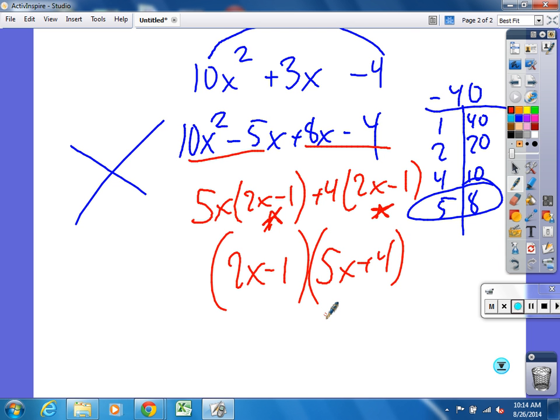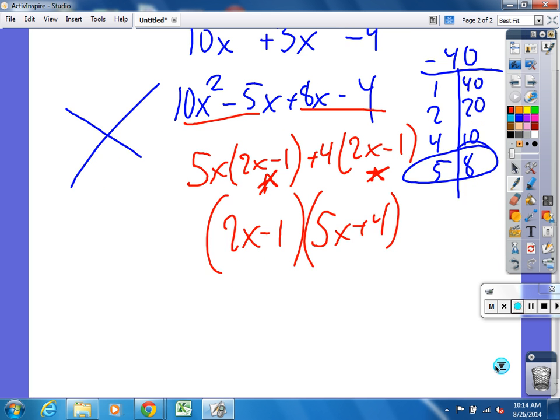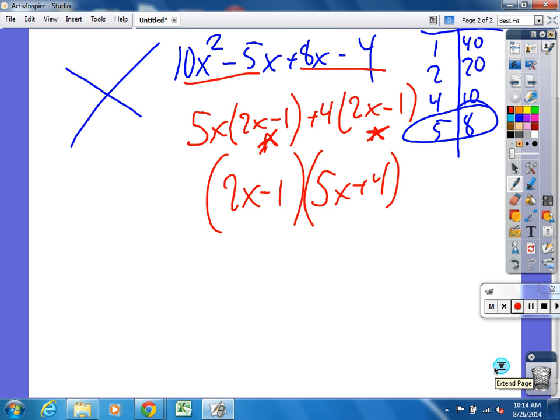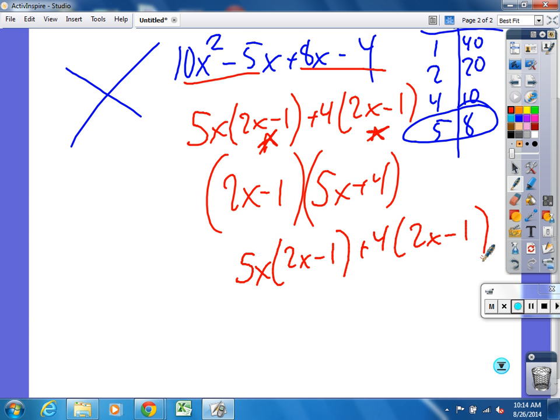How do you do that last one? Same thing. Do you remember how yesterday I showed you the factor? Hold on, I'm going to show you this from yesterday. Remember, I can take this binomial and multiply it into both. So that's 5x times 2x minus 1 plus 4 times 2x minus 1. You remember us doing that yesterday? Were you comfortable going from here to here? I took this binomial and multiplied it into each term.